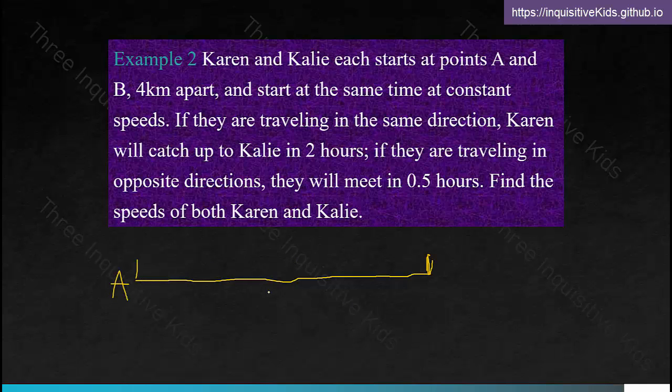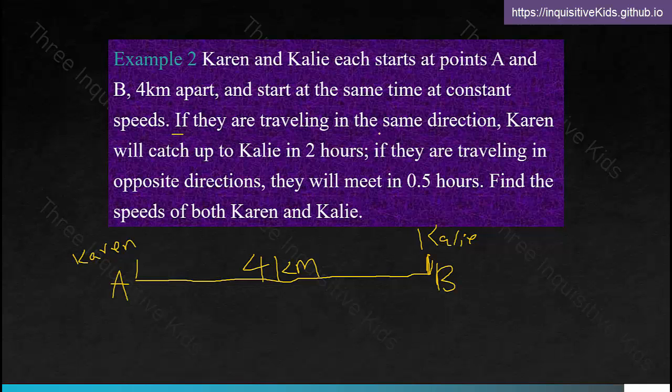So this would be point A, point B. Karen starts here. Kaylee starts here. This is not going to go in the National Museum of Arts, just something that can help you visualize. So you start at the same time, and this is 4 kilometers apart. And it gives you two different scenarios.